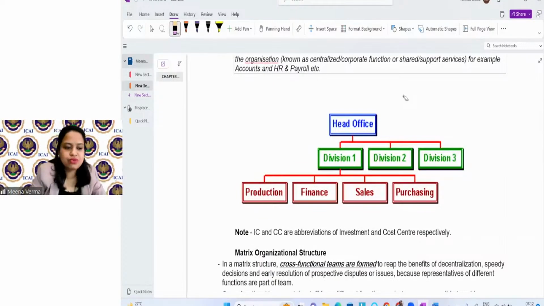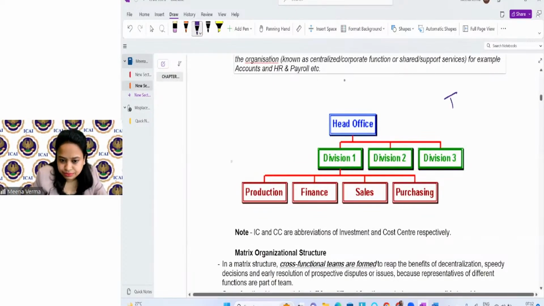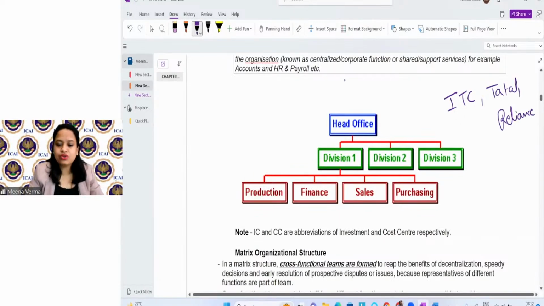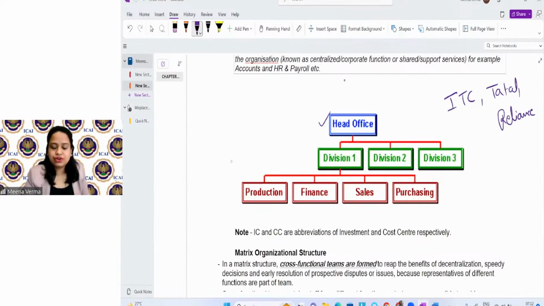So big organization, like if you will see Tata, ITC company, Tata, Reliance. If you will talk about these organizations, you can see that divisional structure. How? First, they have different divisions, right? Division 1, Division 2, Division 3, and every division has respective functional areas, like production department, marketing department, finance department, purchase department, production department. So in this way, first, there will be a classification on the basis of division. Then each division will be further classified on the basis of functional area, right?